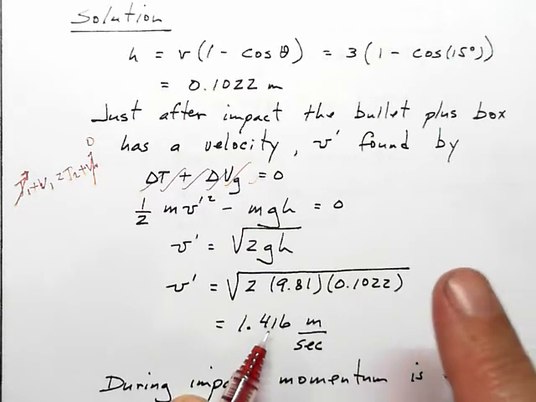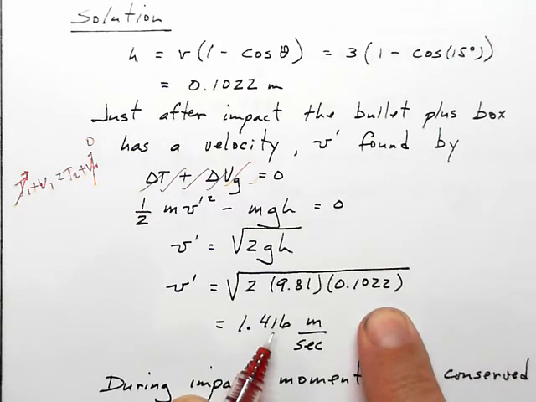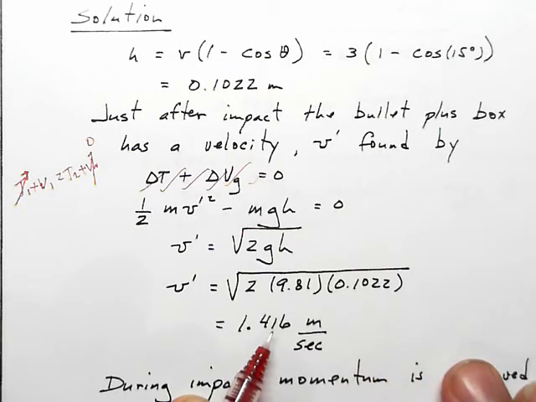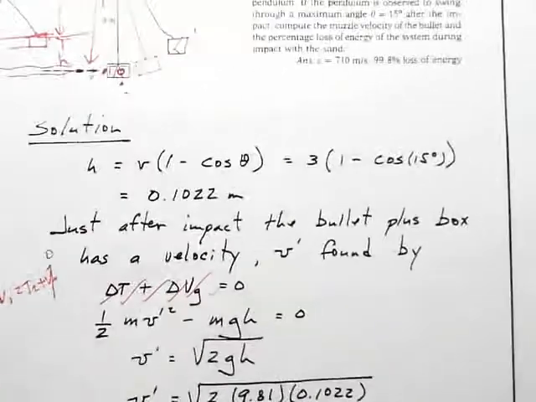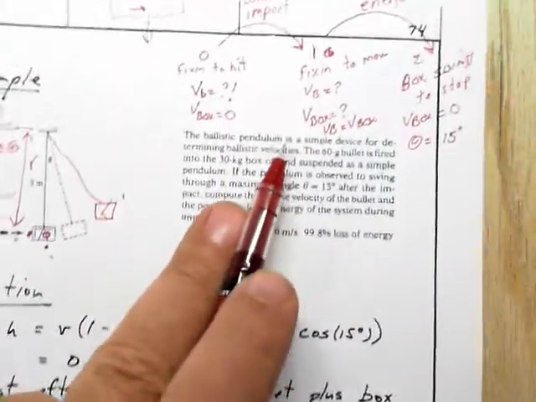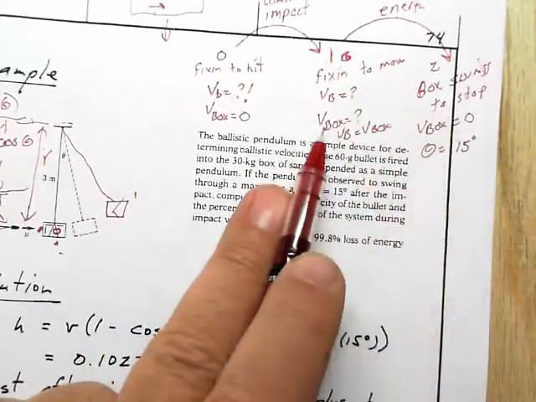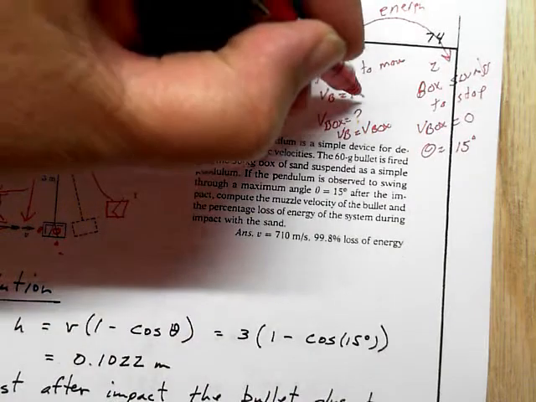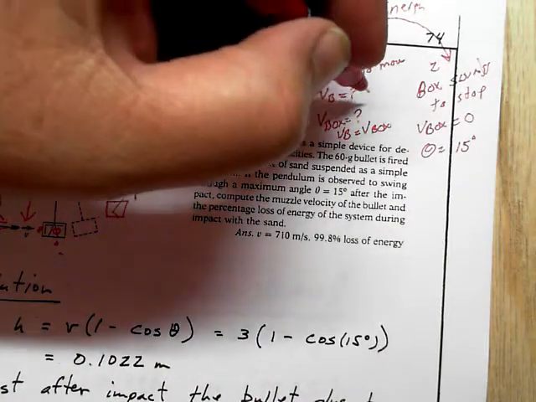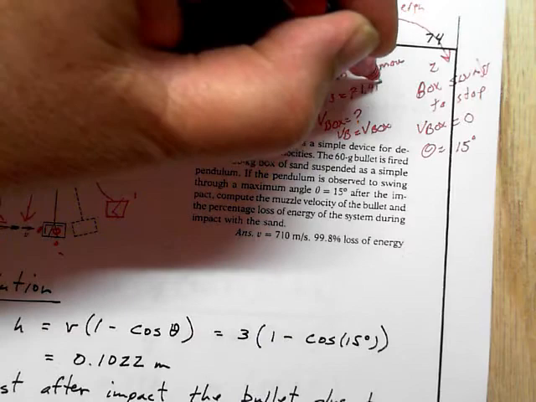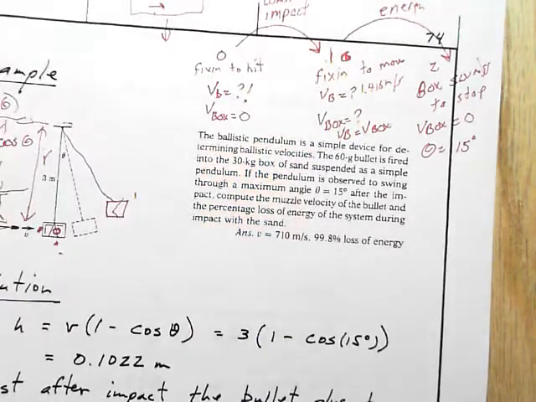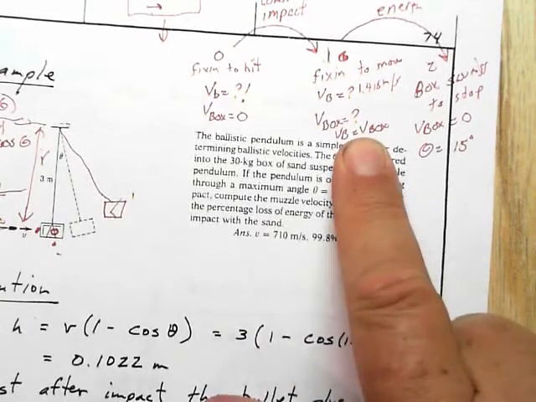And mass canceled out of the problem. We did not need mass to solve this part of it, because mass canceled. So we've traveled from here to here, and learned that the velocity of the box was 1.416 meters per second. That's also the velocity of the bullet. We've learned the middle part.